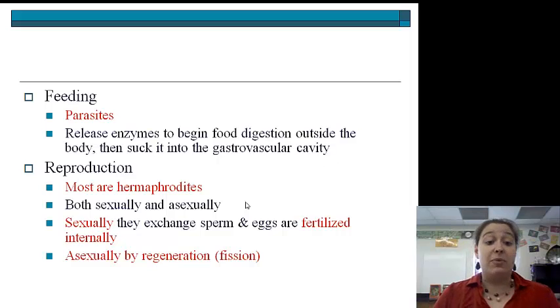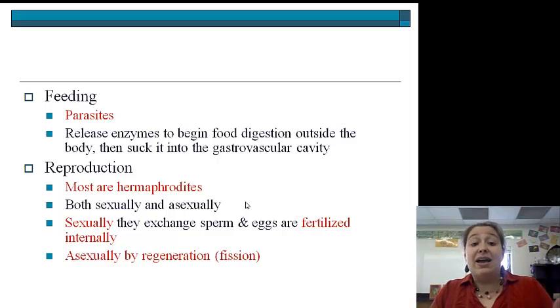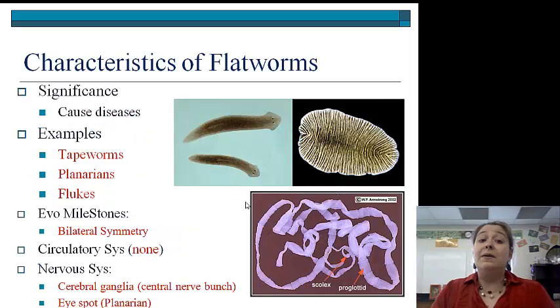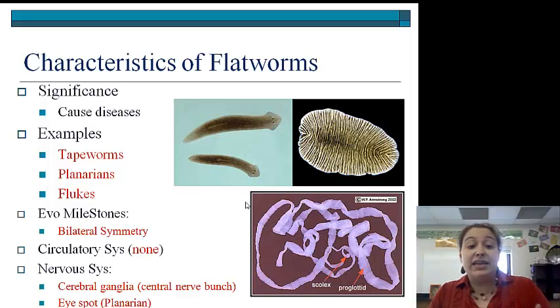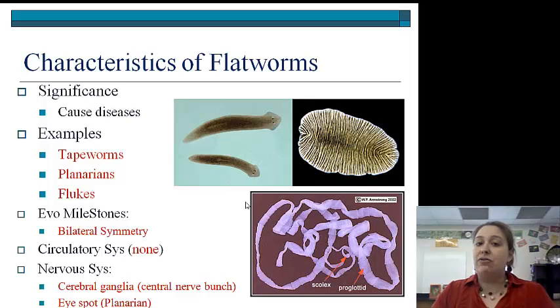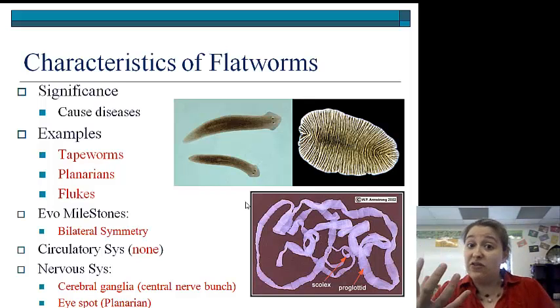Reproduction, again, we see hermaphrodites. Sexually, we have internal fertilization inside the body. Asexually, we see regeneration by fission. More characteristics, they cause disease, such as tapeworms, planarians, and flukes. They have bilateral symmetry. They can be split down lengthways. No real circulatory system, but they do have a cerebral ganglia, or a central nerve bunch, typically at the front, and planarians have an eye spot to detect light.